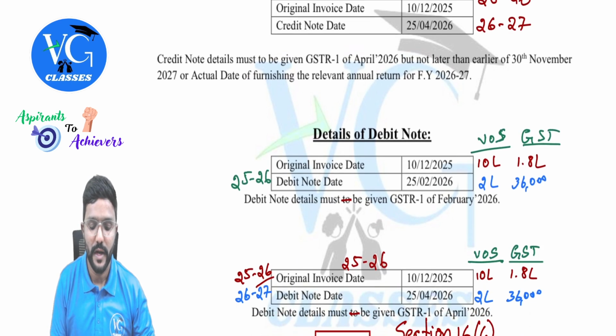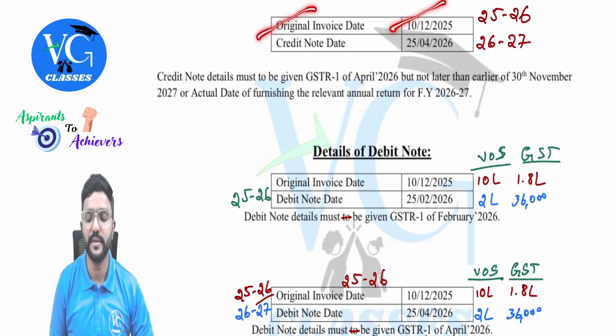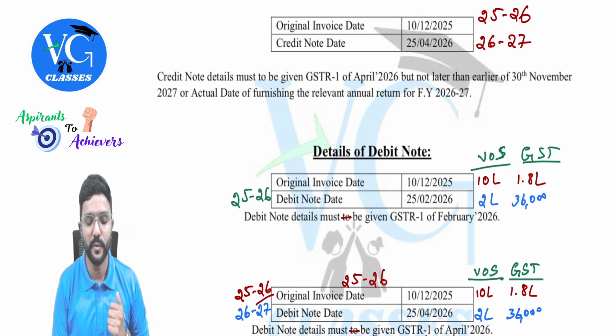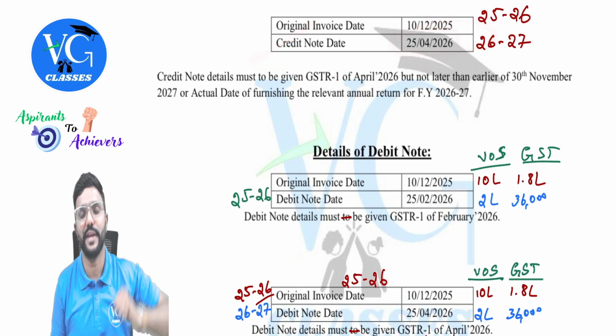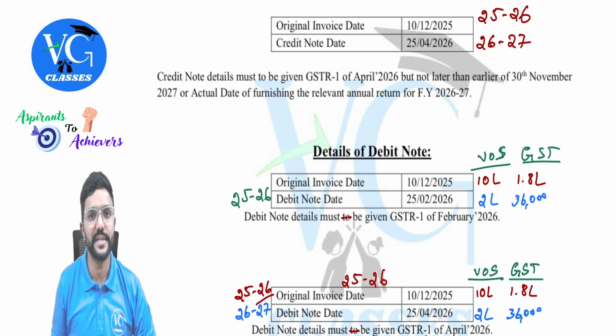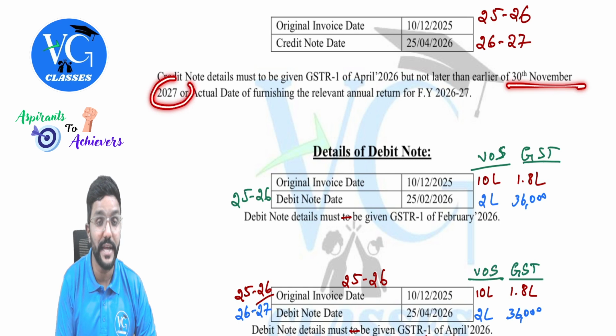One more example. Assume the original invoice date is 10th December, which fall in financial year 25-26. For this, to reduce the value, the credit note is issued on 25th April, which will fall in 26-27. That is financial year 26-27. So, this credit note details can be given in GSTR 1 of April 2026, which will be filed in May. But can it be given later also? Yes, but within 30th November of next financial year.